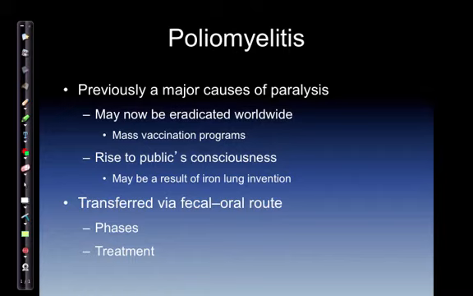Poliomyelitis, previous and major cause of paralysis, may now be eradicated worldwide. Mass vaccination programs is how this occurred. Rise to public consciousness, this may be from the iron lung invention. Transferred via fecal-oral route, phases of incubation. Classic prodrome of viral infection. Classic meningeal signs, and difficulty breathing as a result of muscle paralysis. Prevention for this is a trivalent oral polio vaccine. Treatment on this patient is going to be largely supportive. Included analgesia for muscle pain, antipyretics for fever, and respiratory support as needed.